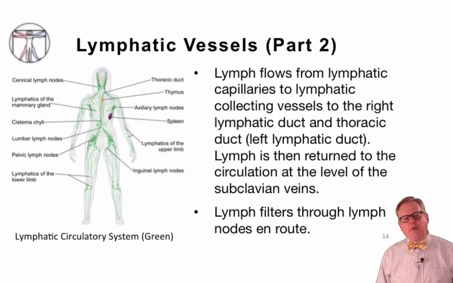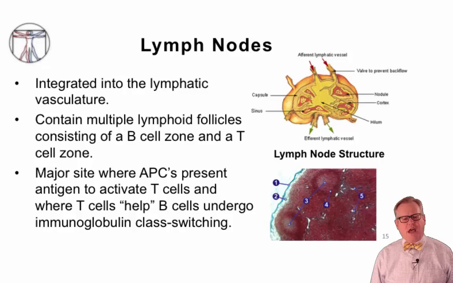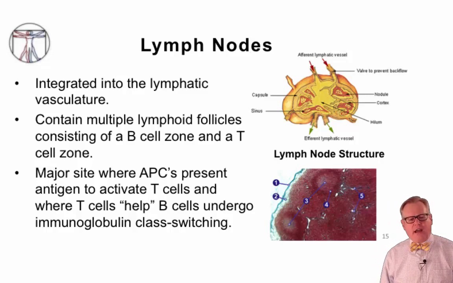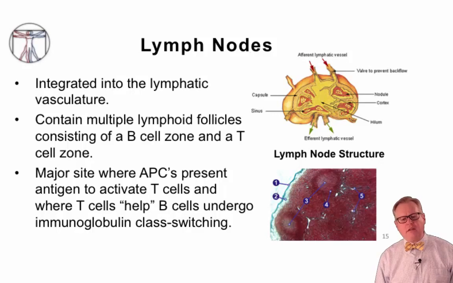En route, as I mentioned, the lymph filters through the lymph nodes, and lymph nodes have a very specific architecture that allows the lymph to come into the lymph node to then circulate through and around the lymphocytes that are present in the lymph node.